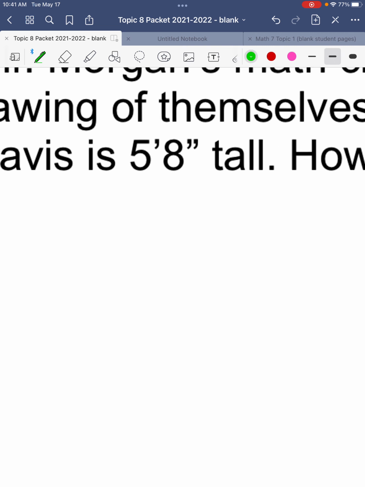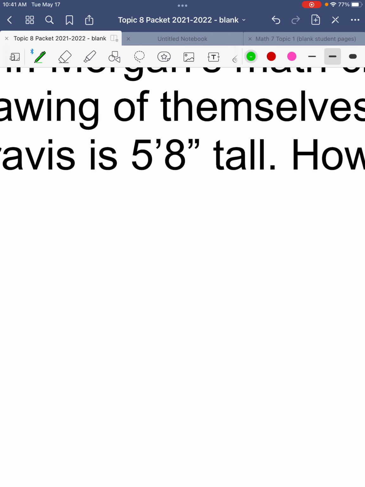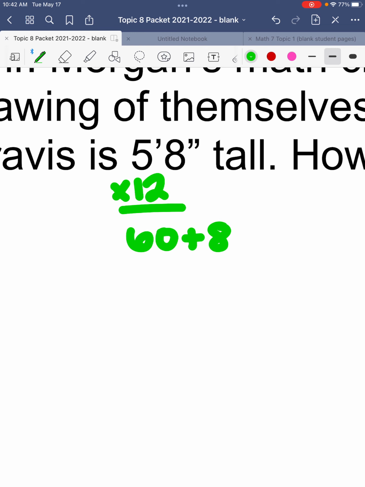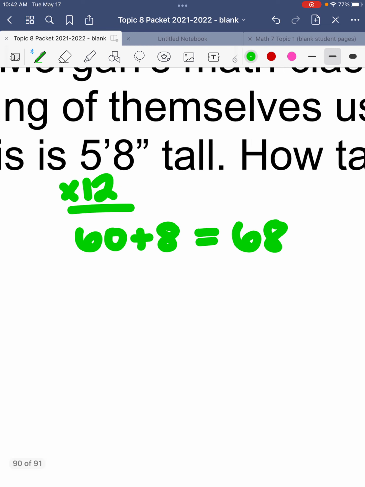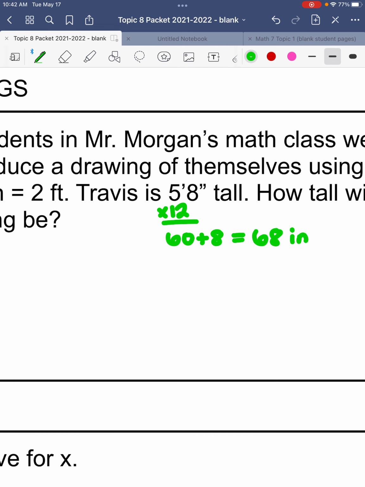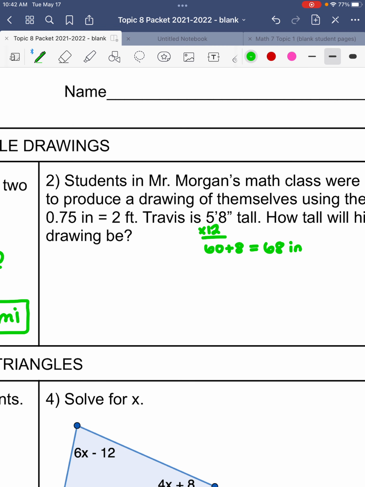So the way I do that is I focus on the 5 feet first. Well, 5 times 12 I know is 60 inches. And then I still need to add the 8 inches, so that's going to be 68 inches. Okay, so 68 inches is going to help me out. Now, in the scale that's given to me initially, that I would use to make my first fraction, I have 0.75 inches equals 2 feet. And normally I would set that up as 0.75 inches over 2 feet.